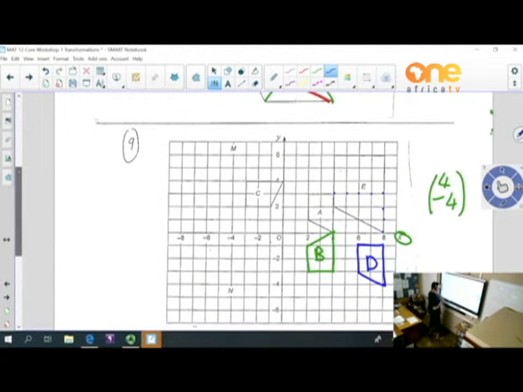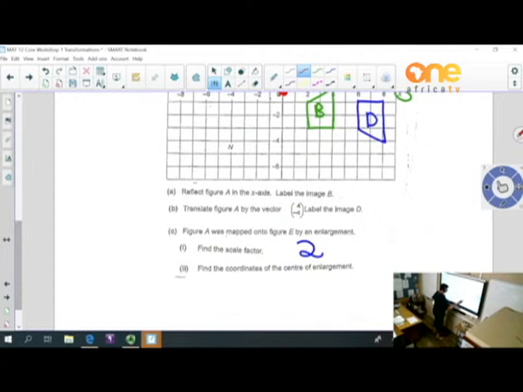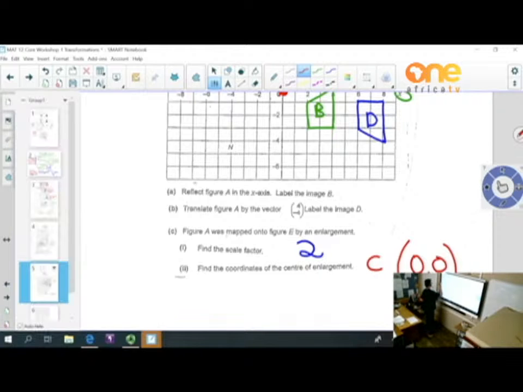And this is very easy. How do I find that center? I join corresponding points. So what do we mean by that? This point and this point correspond. It's the same point. So I'm going to join them. If I take another one there, this one and this one are going to correspond. And this one and this one are going to correspond. So here I find the center, and the center is 0, 0. There is my center there. Right. The next one.